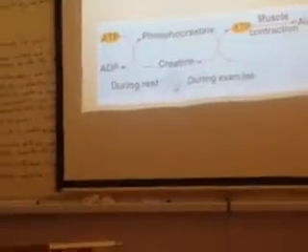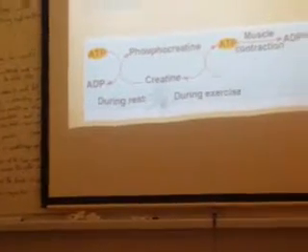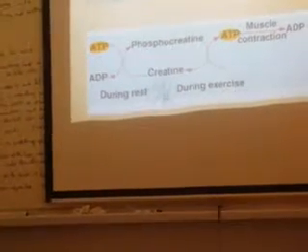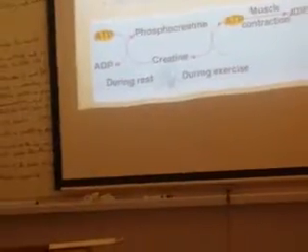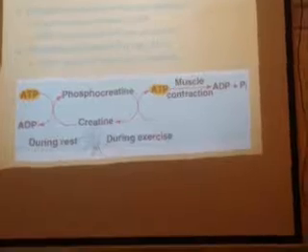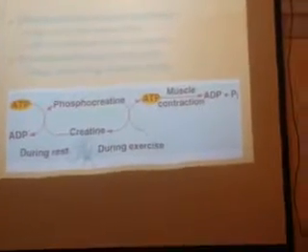ADP combines with creatine phosphate. And phosphocreatine is stored at about three times the amount of ATP. One creatine phosphate, three ATP. So it is a ready source of high energy phosphate, whenever energy is required.